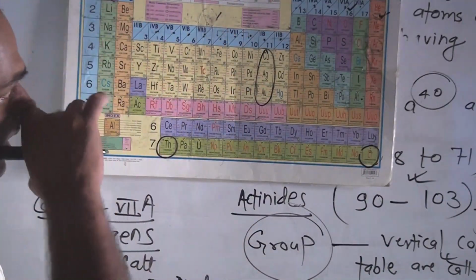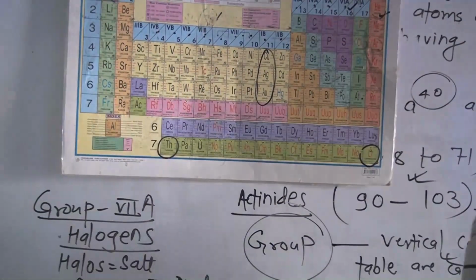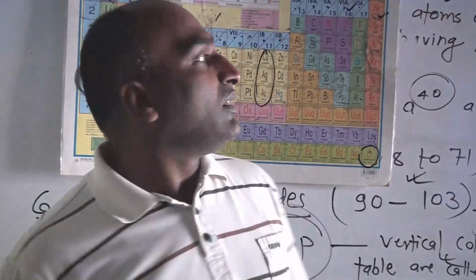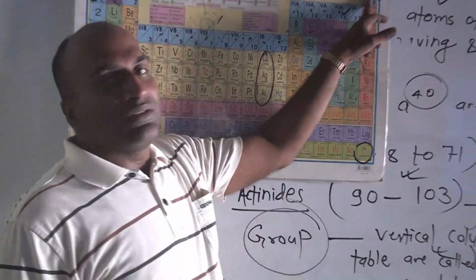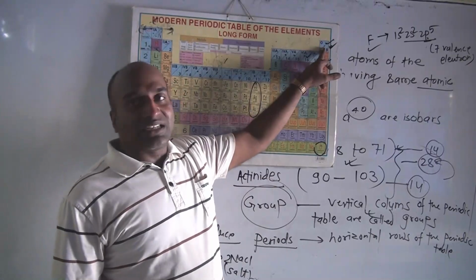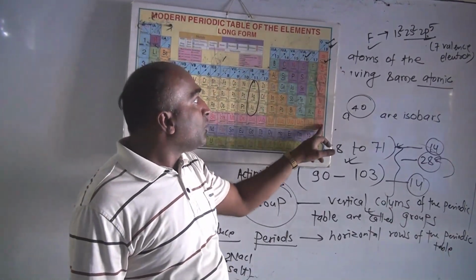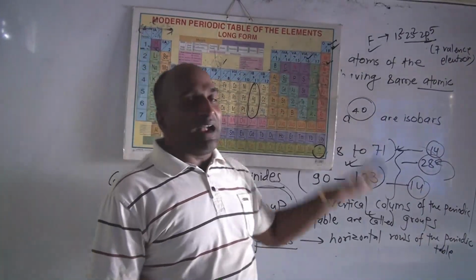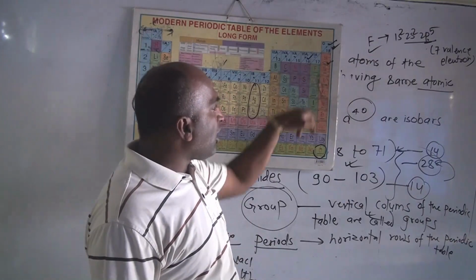Now, elements of group 0. Elements of this group 0 are called inert elements. They are not reactive. The elements belonging to group 0 do not take part in chemical reactions. They complete either a duplet or an octet.